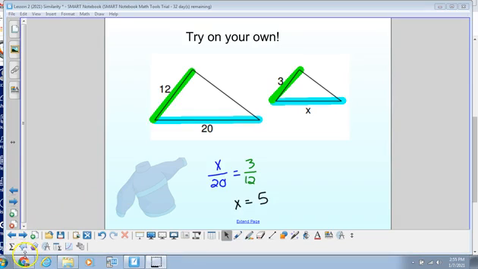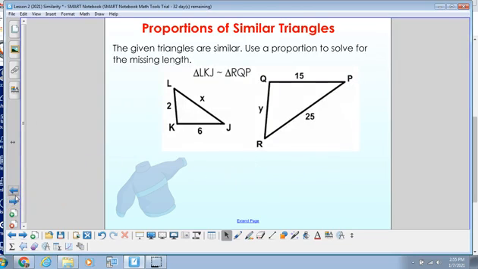Okay, so if you paused the video and worked this out, you should have gotten that x equals 5. The parts that correspond are 3 and 12, x and 20. So since I set my numbers always with small over large, x over 20 equals 3 over 12. Because 3 over 12 equals x over 20, it's the same proportion. Okay, so let's move on.